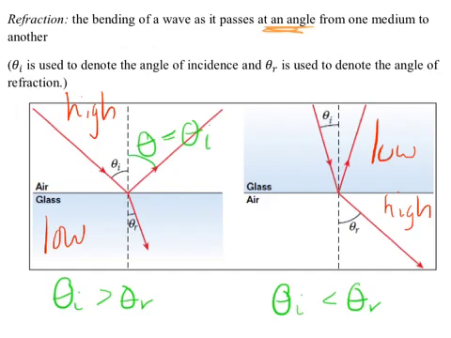When the wave slows down, all the waves behind it are going to push it a little bit more, because all the waves that hit the glass start slowing down. Okay? But the waves that are still in the air are catching up to it. What happens as a result is the waves that are catching up push it toward the normal.